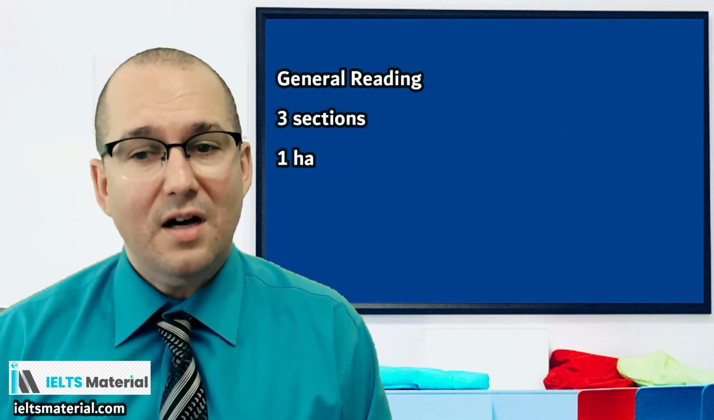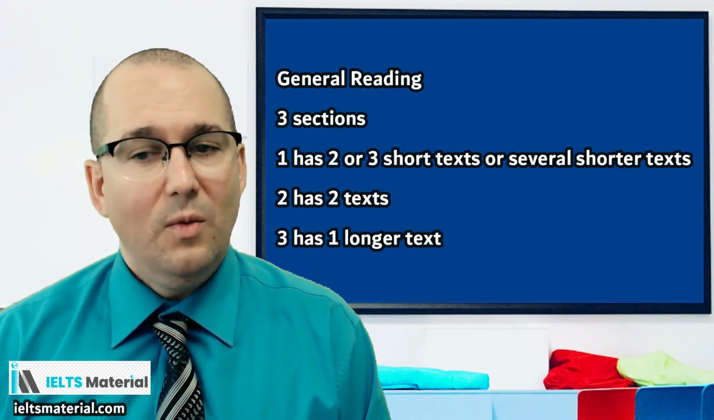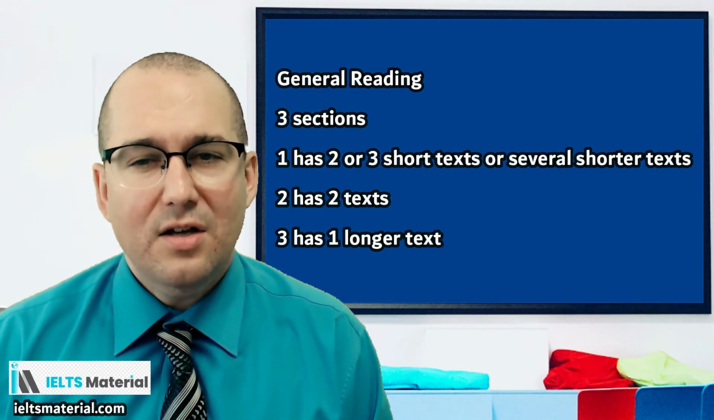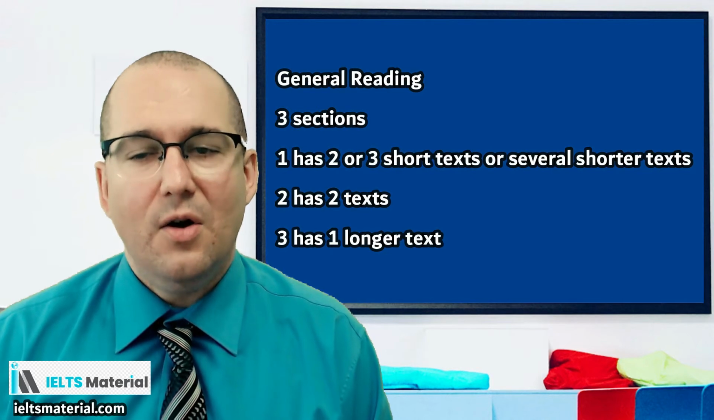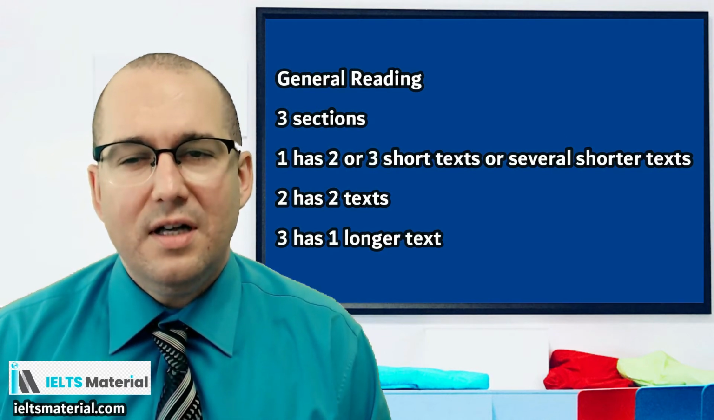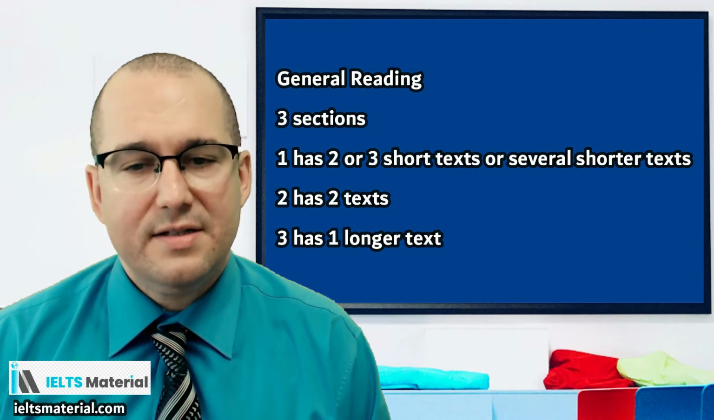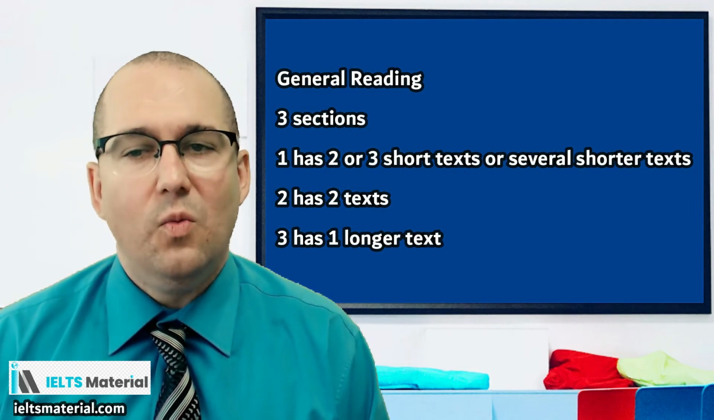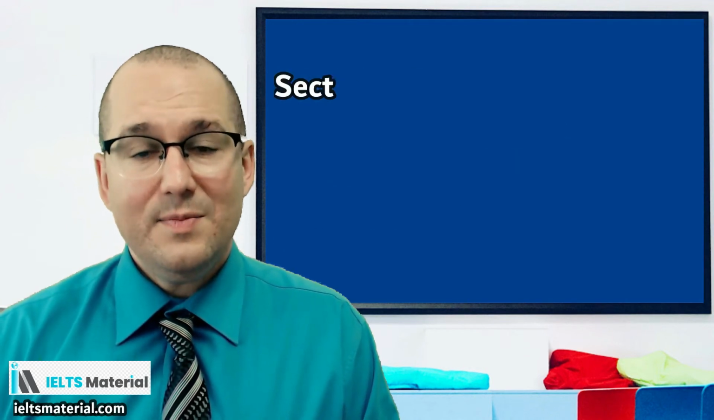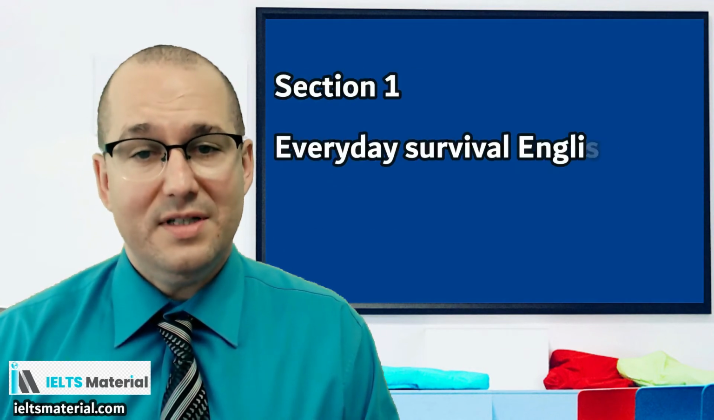Now let's move on to talk about the general reading. Well, there are 3 sections. Section 1 may contain 2 or 3 short texts or several shorter texts. Section 2 is comprised of 2 texts. In section 3, there is one long text. Let's move on to talk about the sections in more detail.